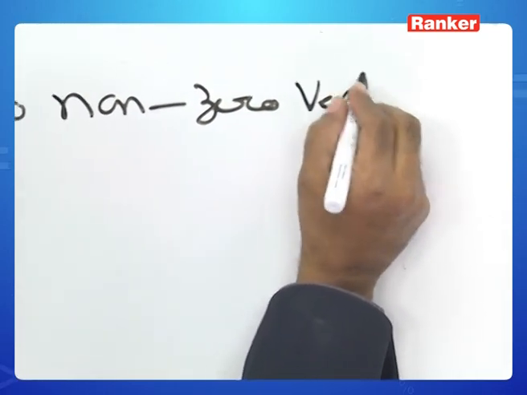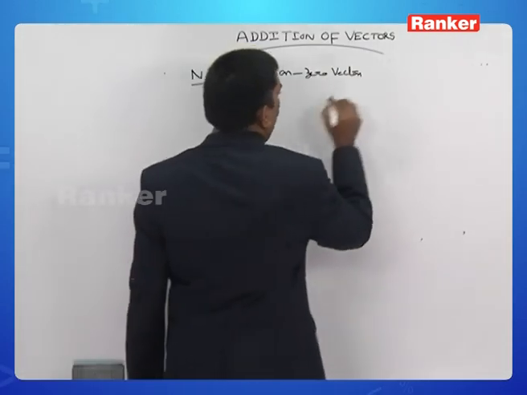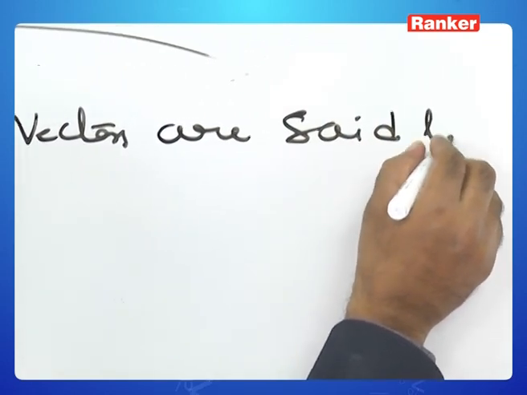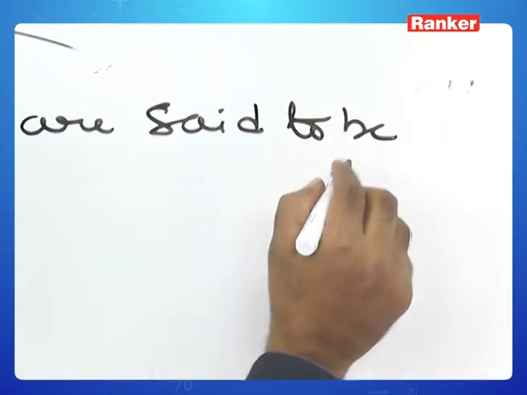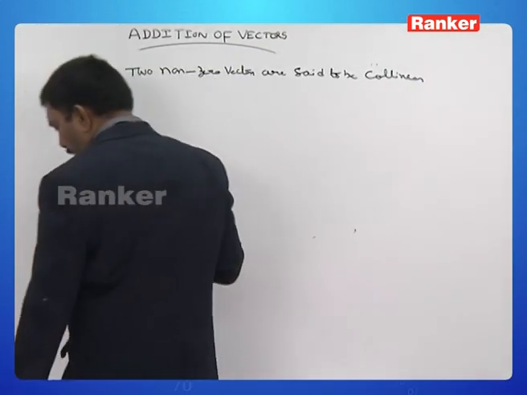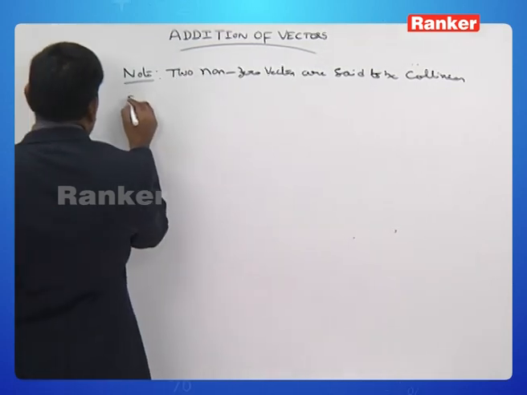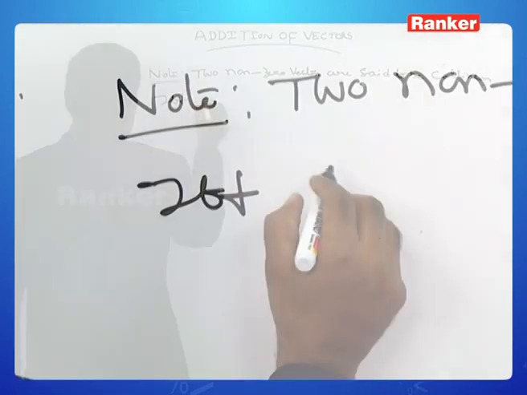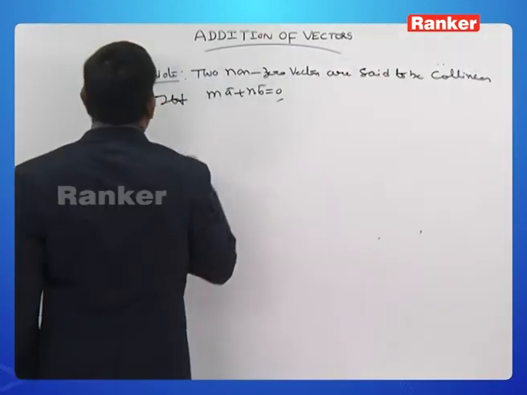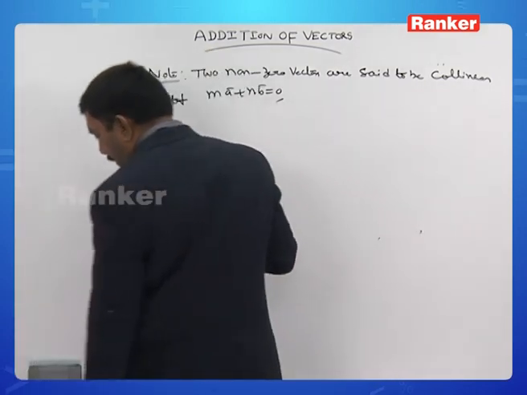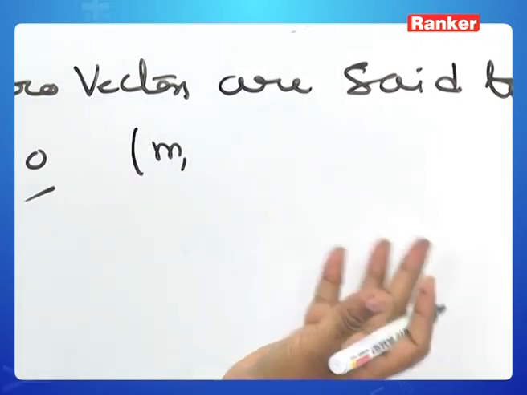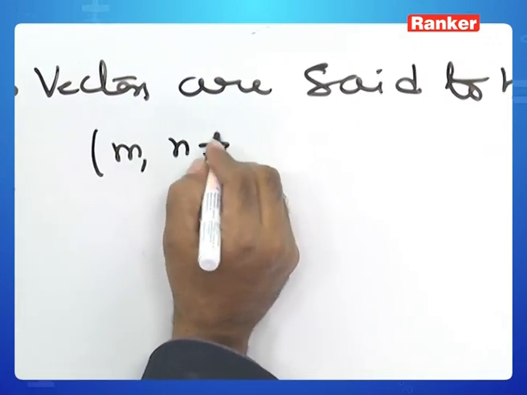Non-zero vectors are said to be collinear. Then, if and only if, m·A bar plus n·B bar is equal to 0, where m and n are not both equal to 0. M and N are not both equal to 0.